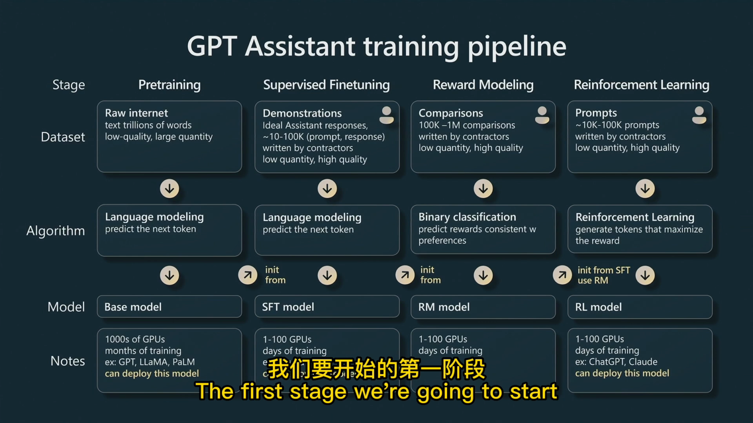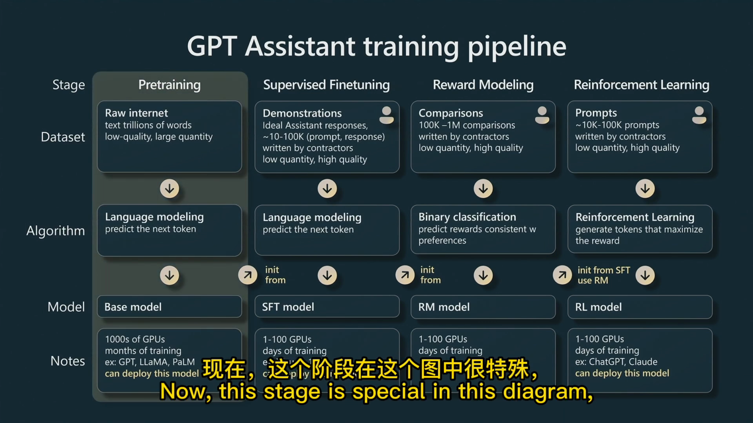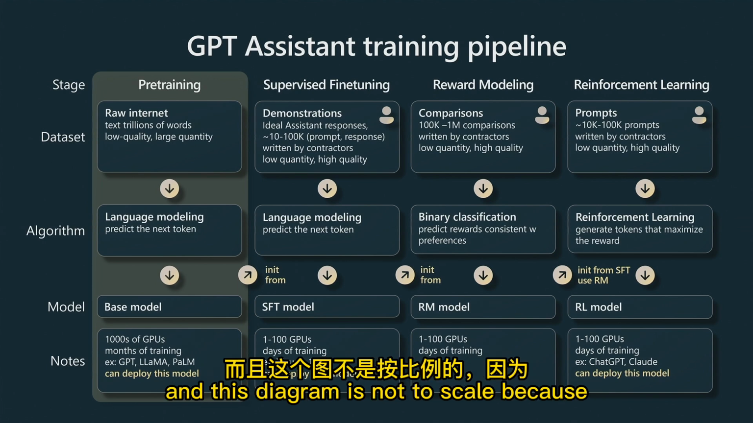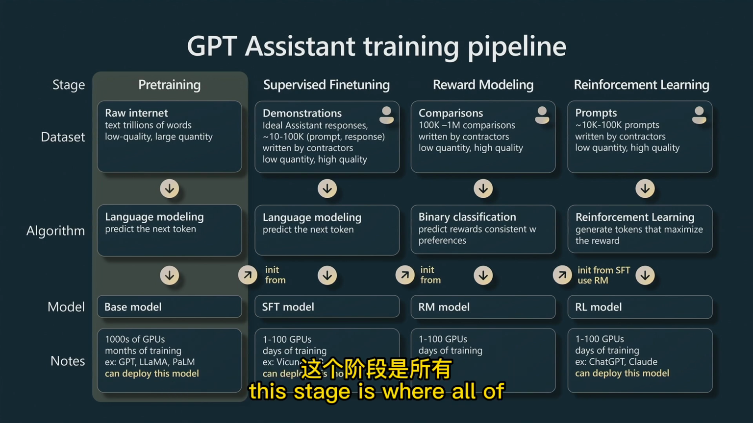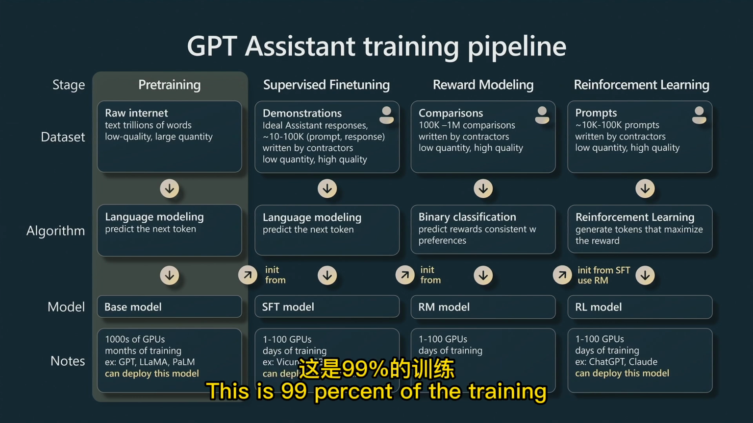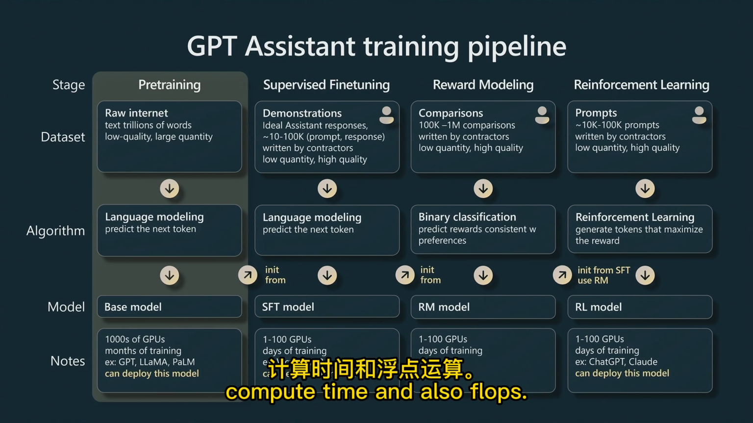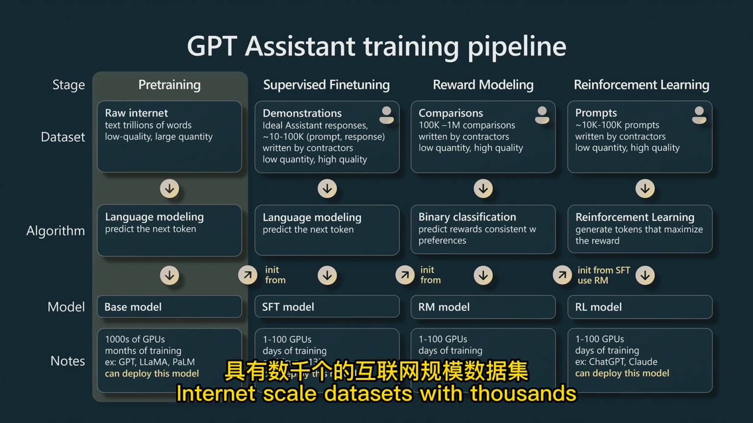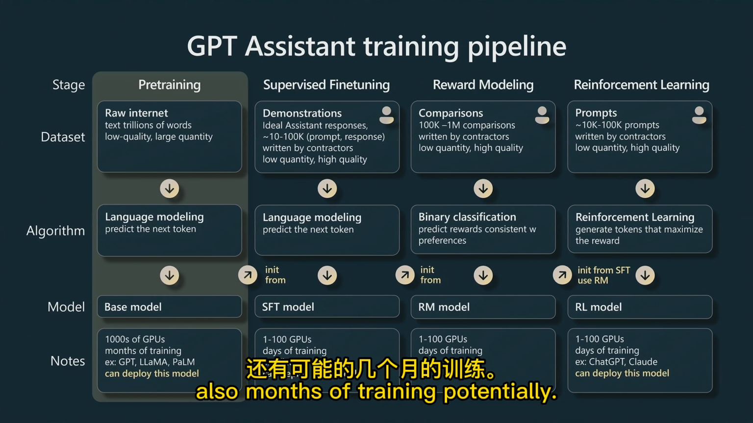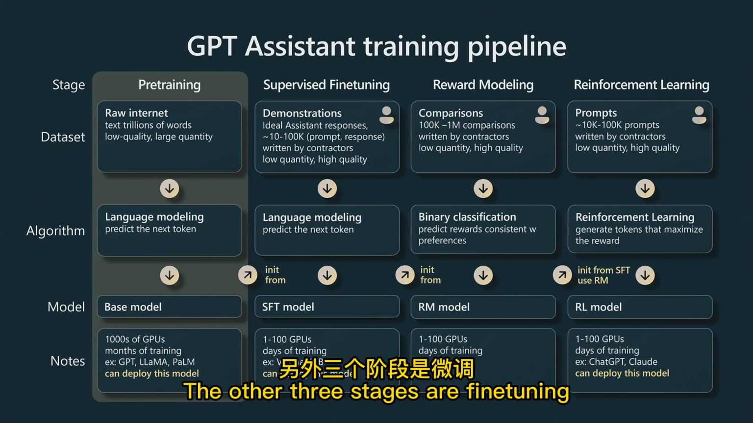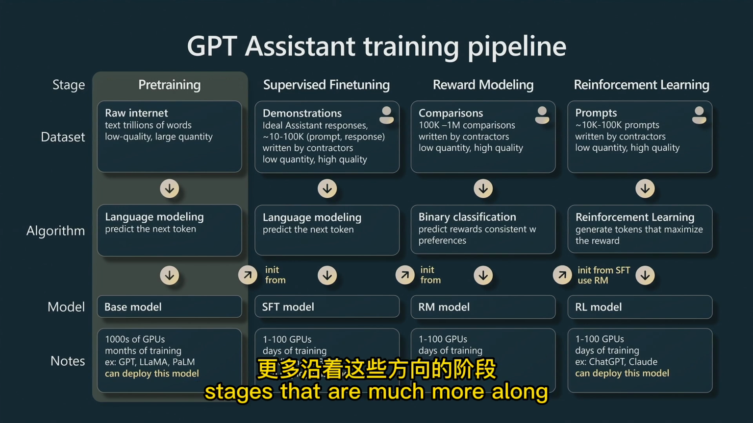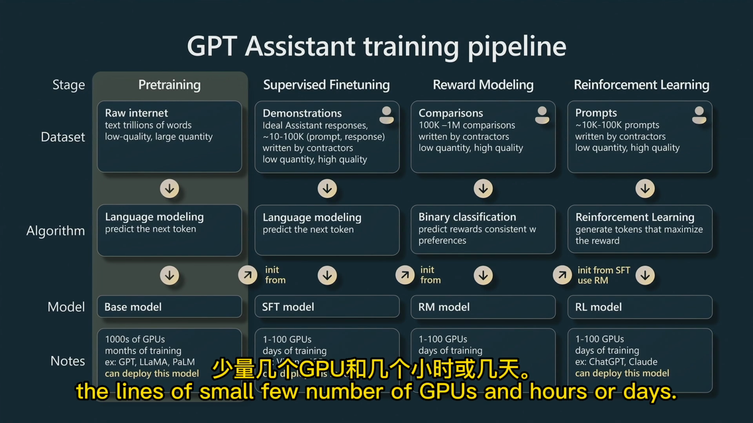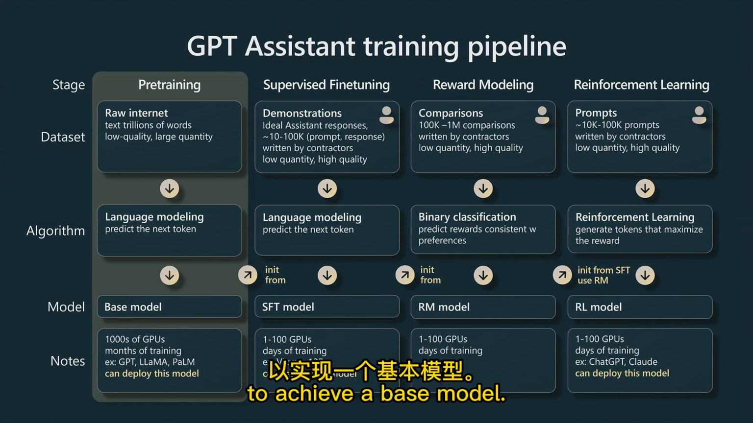The first stage we're going to start with is the pre-training stage. This stage is special in this diagram, and this diagram is not to scale, because this stage is where all of the computational work basically happens. This is 99% of the training compute time, and also flops. This is where we are dealing with internet-scale data sets, with thousands of GPUs in the supercomputer, and potentially months of training. The other three stages are fine-tuning stages that are much more along the lines of a small number of GPUs and hours or days. So let's take a look at the pre-training stage to achieve a base model.